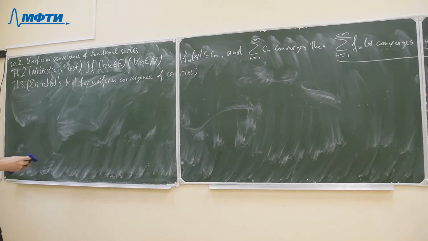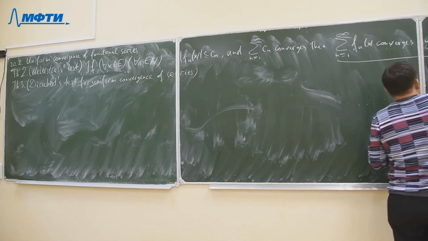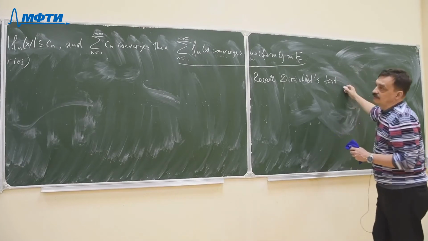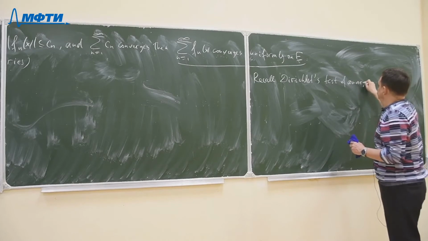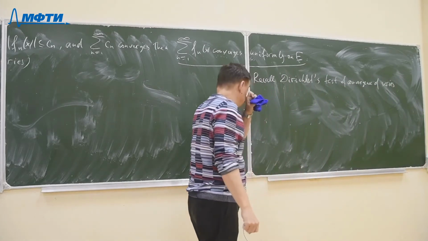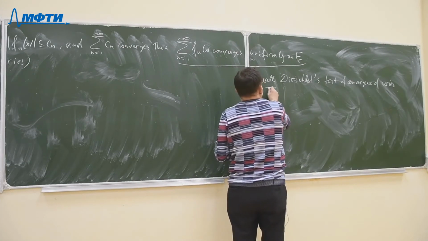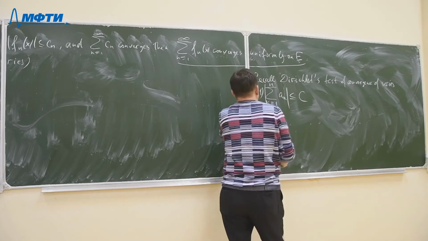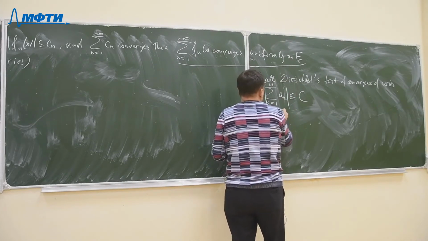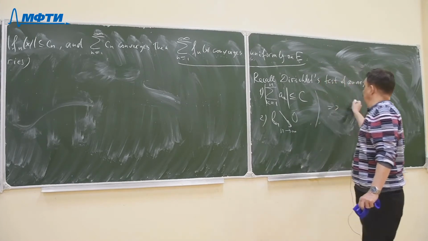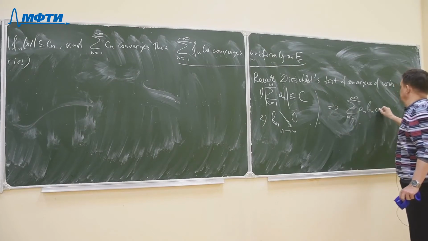To formulate it, let me recall the Dirichlet test of convergence of series. So, we had two suppositions. The first one, partial sums are bounded. The second one, bn monotone and convergent to 0, right? Then the series of an bn converges.